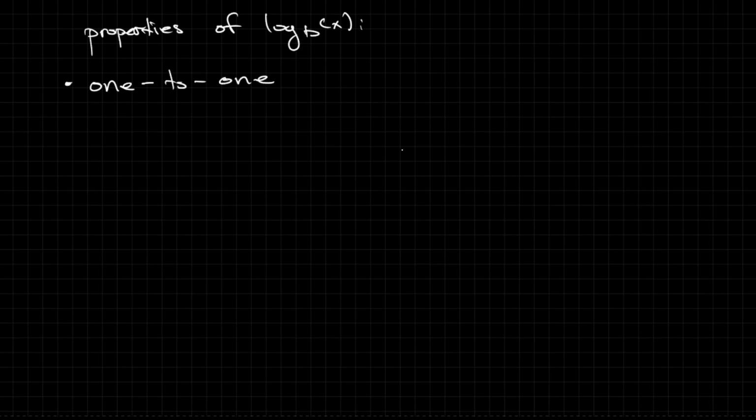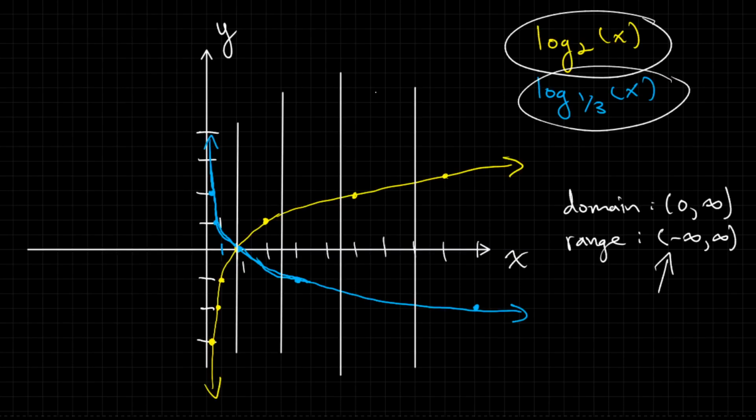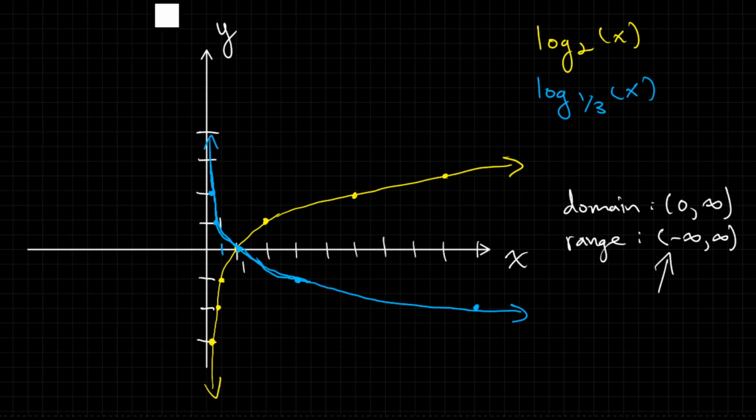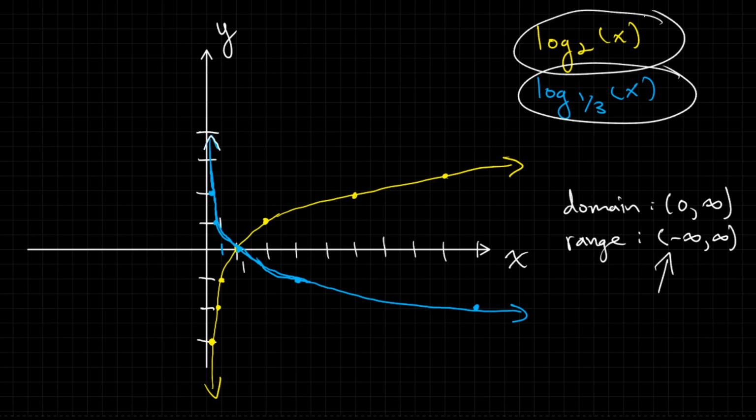Next, I want to take a look at the behavior of the graph as the x values get very close to 0. As the x values get really close to 0 for the graph of log base 1/3 of x, we see that the y values get very, very large. And that's indicated by this arrow here. And for the graph of log base 2 of x, the y values get very, very negative.